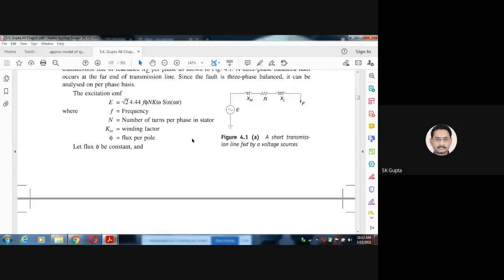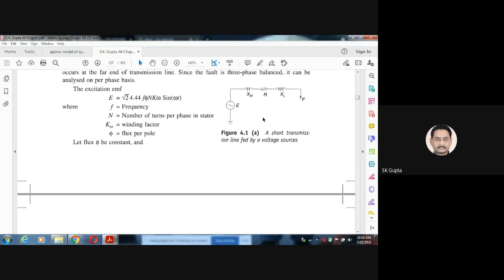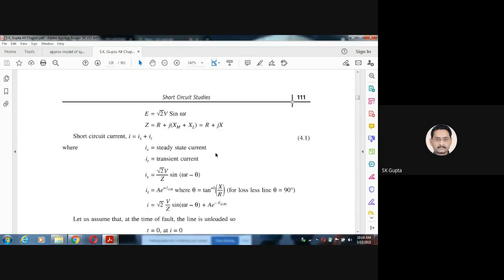Power angle is different from the power factor angle. Power angle is the angle between the rotating fluxes, and power factor angle is the angle between the voltage and current of the load. After the disturbance, if the total reactance is, say, XL plus XM, then tan inverse of X by R, total X by total R, is the power factor angle.